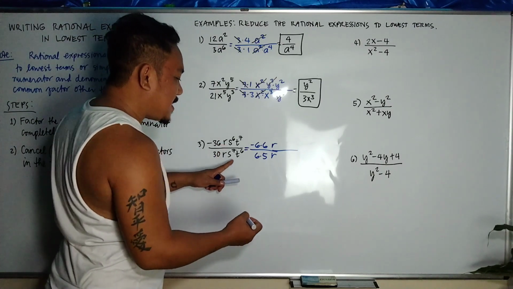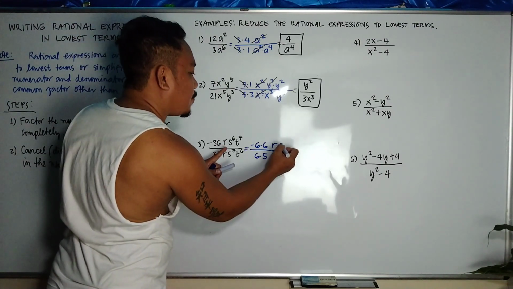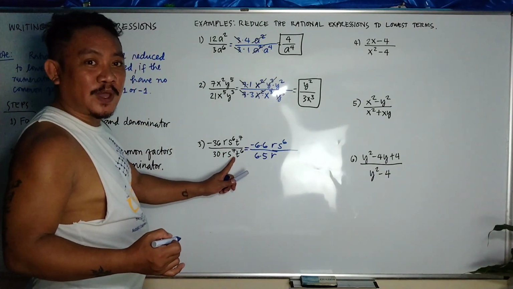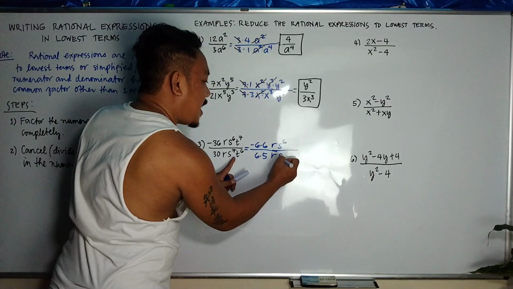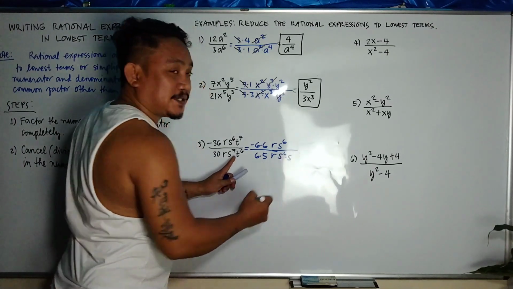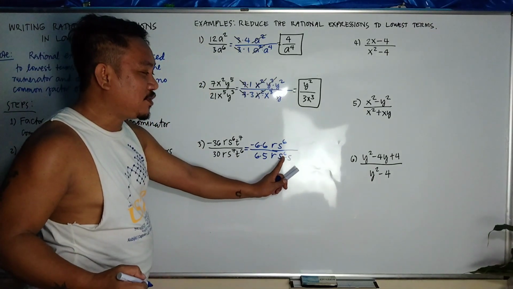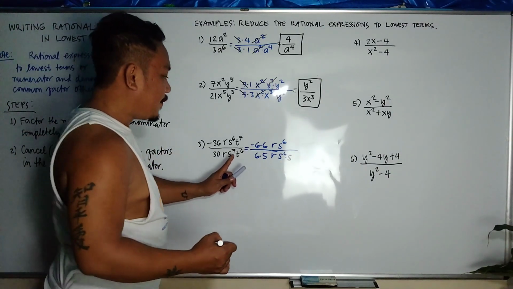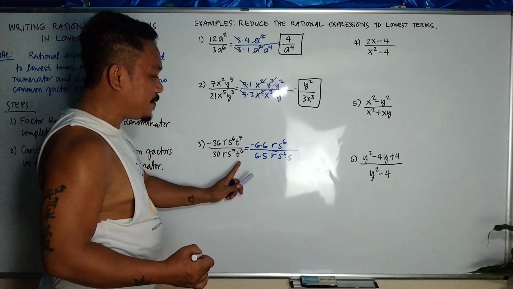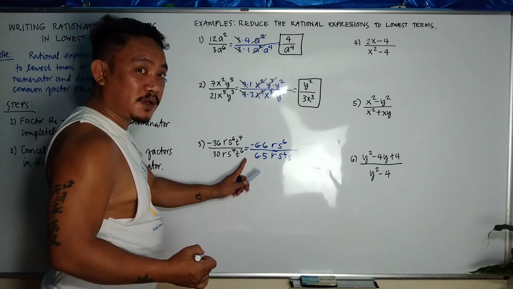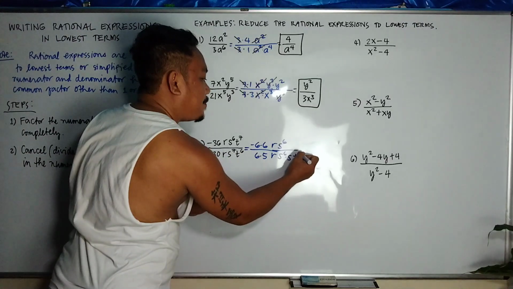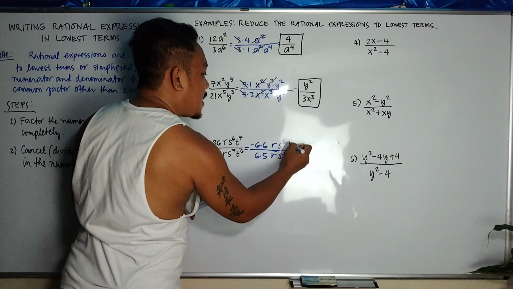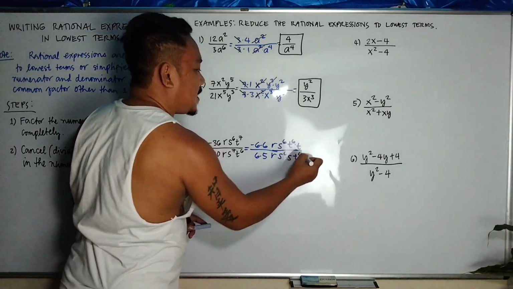For s to the 6 and s to the 7, gamay man si s to the 6, so we just copy s to the 6. While we factor s to the 7, ato siyang bungkagon as s to the 6 times s. No? Because s to the 6 times s, that is equal to s to the 7. Right? For the variable t, you have t to the power of 7 over t to the power of 6. So, kani, mas gamay siya og exponent. So, kana siya itong i-copy t to the power of 6. While in the numerator, we will factor that one as t to the power of 6 times t.